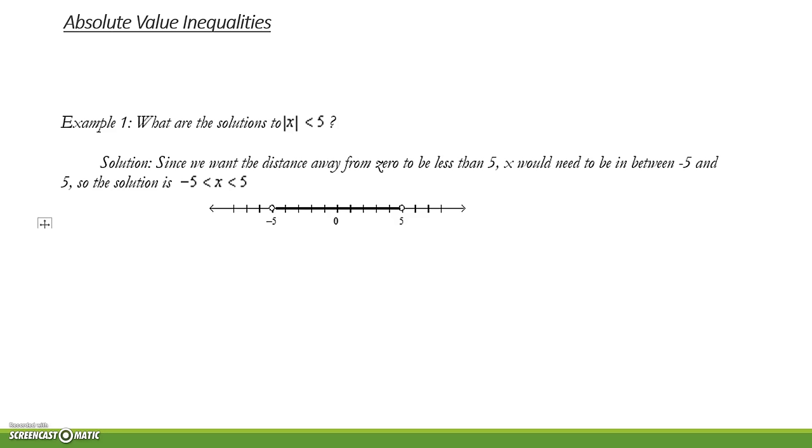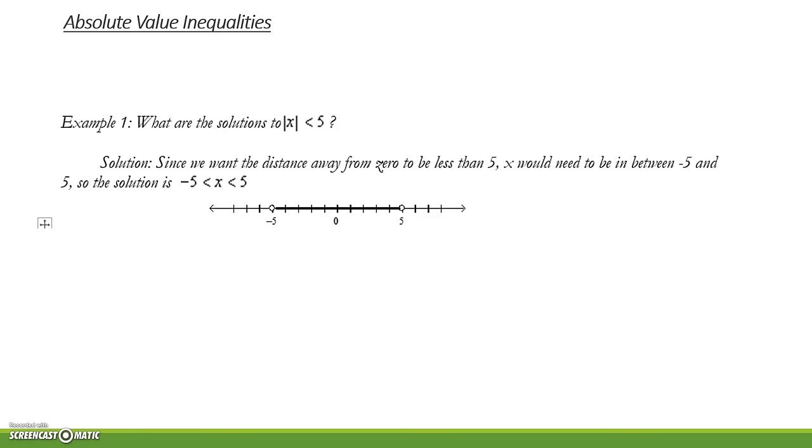So today we're going to learn about absolute value inequalities. It's very similar to equations, except you'll have a less than or a greater than sign instead of an equal sign. So the first example is, what are the solutions to the absolute value of x is less than 5? So basically you're looking for all the values that x could be where the distance would be less than 5 away from 0.